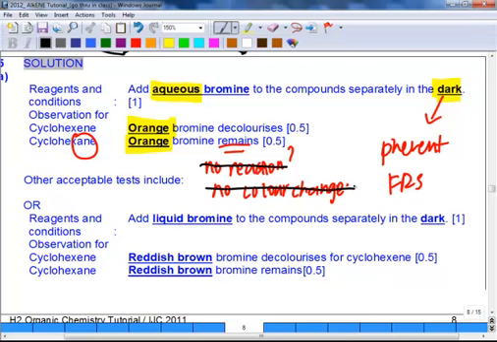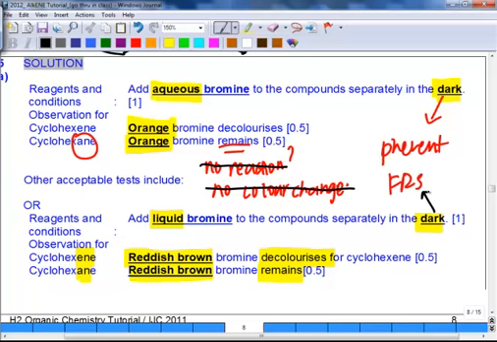No, you also cannot say it will not affect the color, but what is the color? You need to say the orange color stays. Is it okay? Next part, liquid bromine. Liquid bromine is more concentrated, so the color is darker, reddish brown. The reddish brown disappears for alkene, because it reacts with alkene and uses up the bromine. That's why the bromine will decolorize. But it doesn't react with alkane, so the reddish brown remains. And always remember, room temperature in the dark is to prevent free radical substitution. This part, everybody is okay?